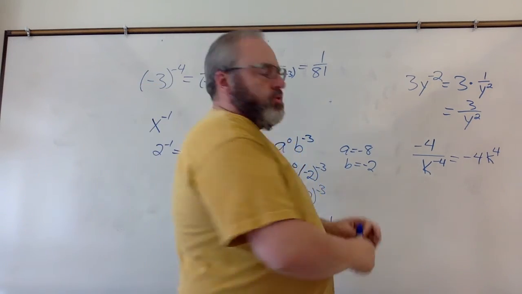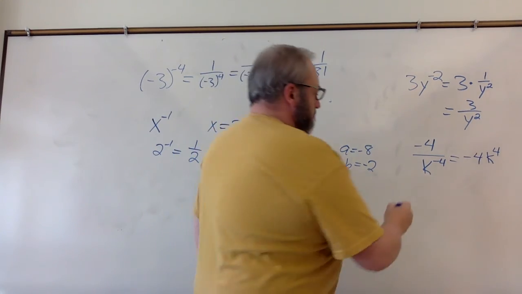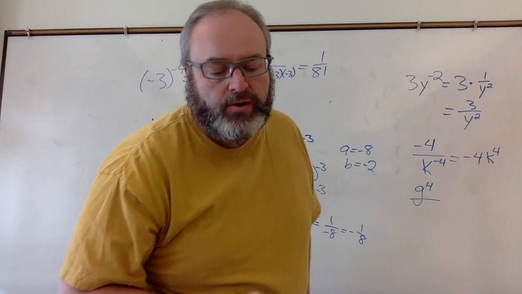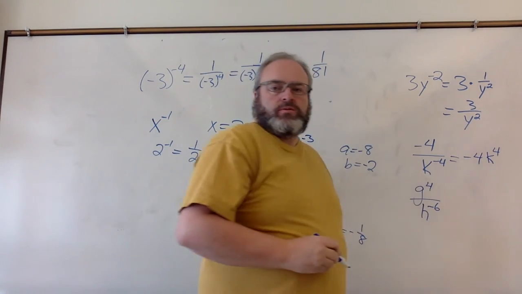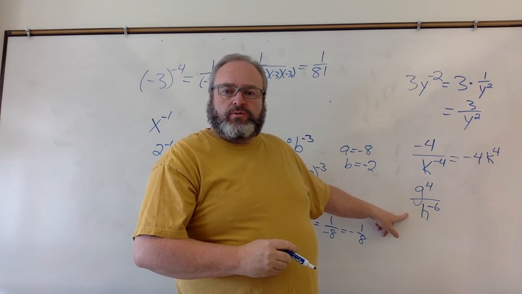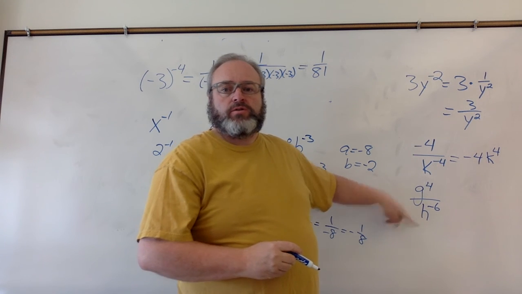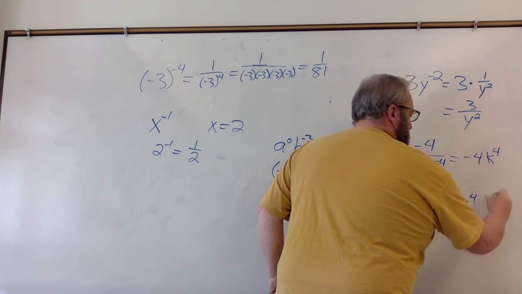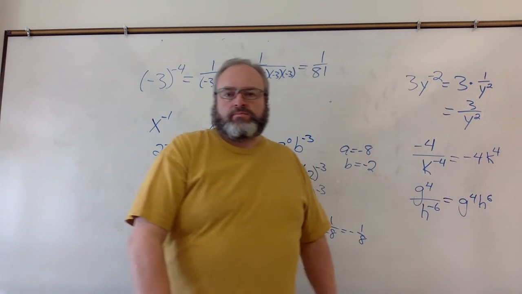Let me show you just one more of those just to make sure we have that down. Let's say we had g to the fourth divided by h to the negative sixth. G to the fourth is going to stay right there because we've got the negative exponent already under the fraction bar. It's going to shift to the top. This is going to be g to the fourth, h to the sixth.